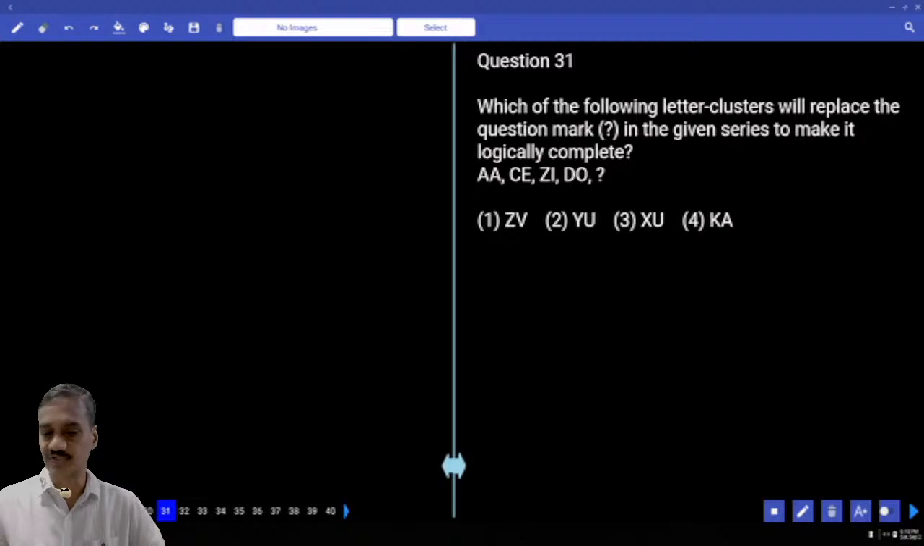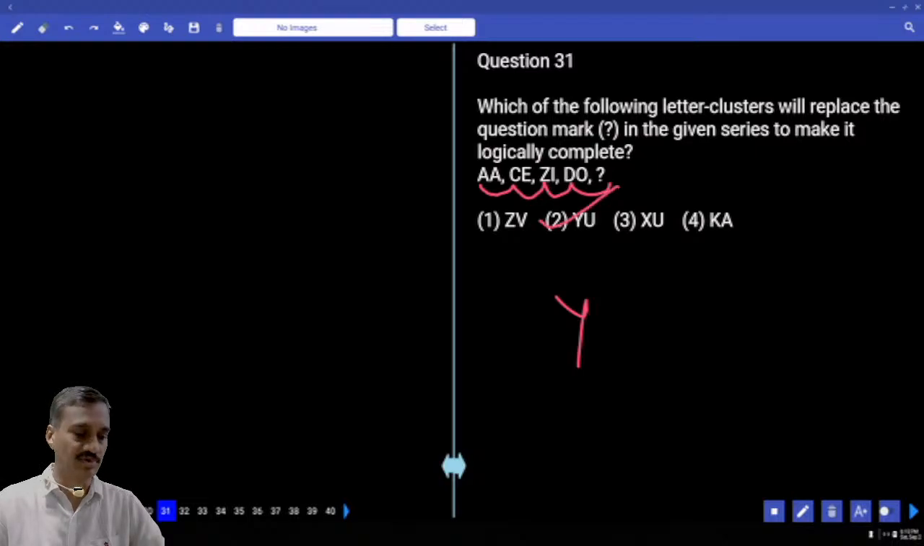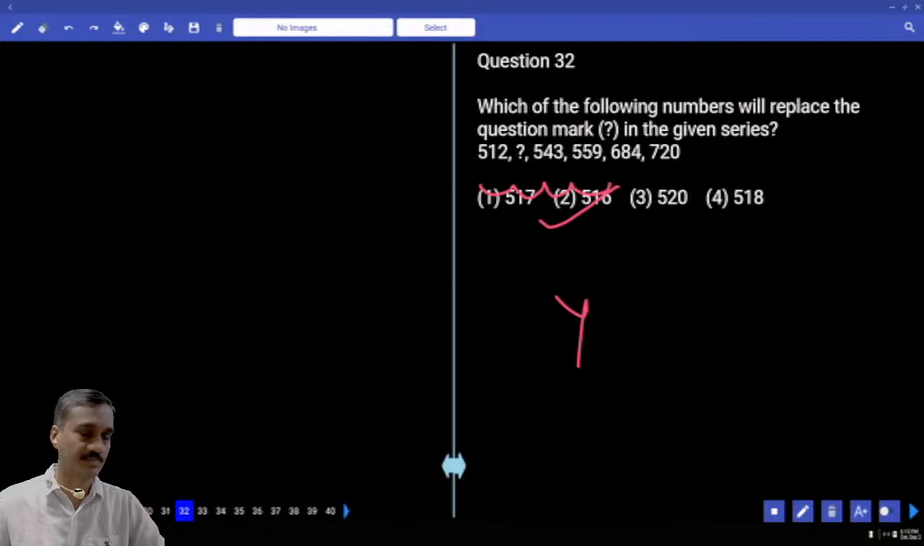A and C. Difference is how much? Plus 2. C and Z, minus 3, plus 4, minus 5. Minus 5 is what? Y. Y is the first letter among the given choices. Y as the first letter choice to question number 31.